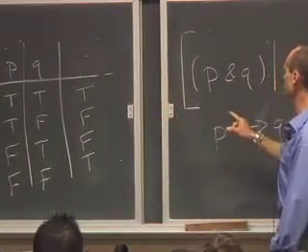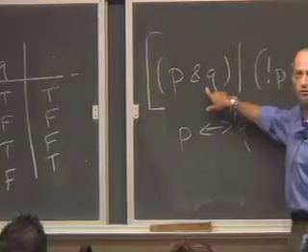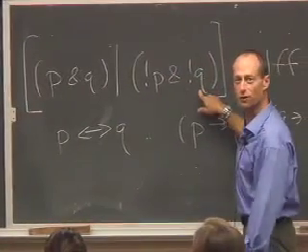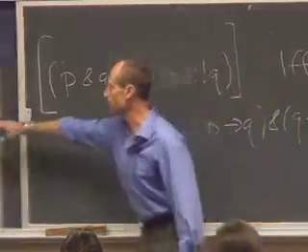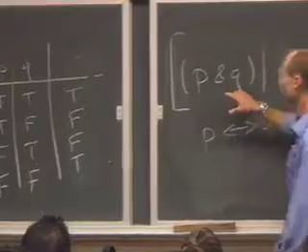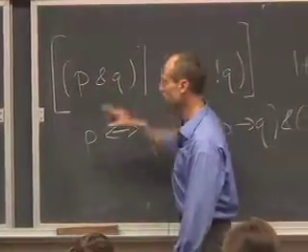Suppose P is true and Q is false, then P and Q is false. Not P and not Q is also false. We have false or false, which is false, so that gives us the false. Similarly here, these are both going to evaluate to false, and that'll give us false.